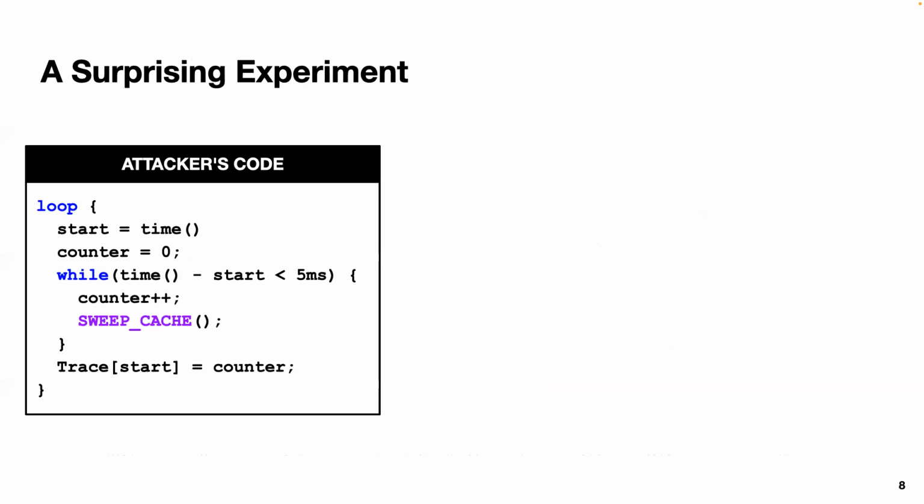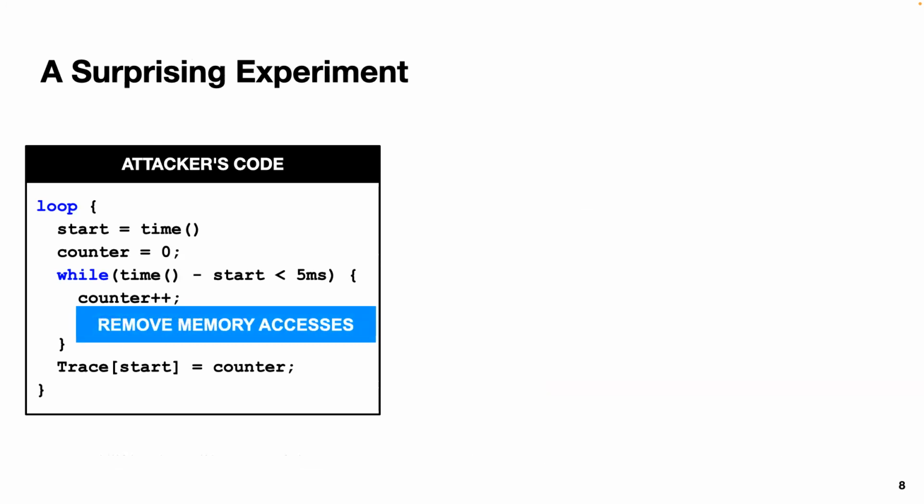But now let's look at a surprising experiment. In this experiment, we keep the same attacker code, but we remove the cache accesses from the code. If we now look at what's left, it seems like we're only incrementing a counter and saving its value every 5 milliseconds. So at a high level, what this code is doing is profiling the instruction throughput of the attacker. Now if I ask you, what should the attack accuracy do? If we remove the memory accesses and we think that we're observing a cache side channel, the accuracy should drop, right? But that's where it becomes interesting.